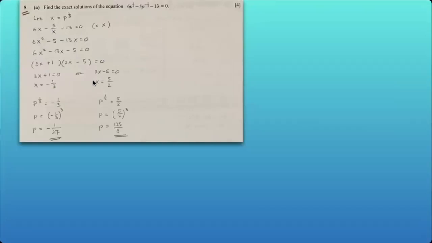Rearrange this into this expression, and then we can factorize to find the two values of x. Okay. And remember, x is equal to p to the power of 1 over 3. So replace x with p to the power of 1 over 3 and solve for p to get the answer.